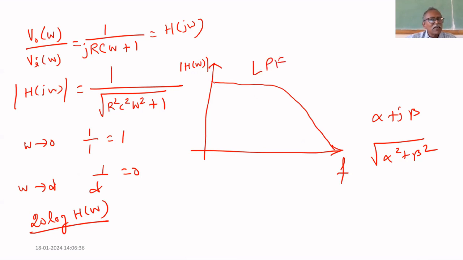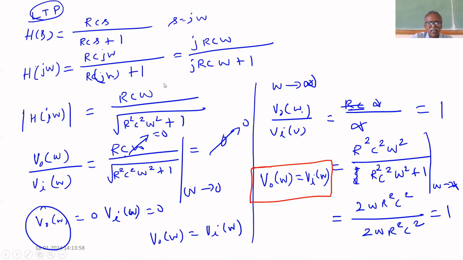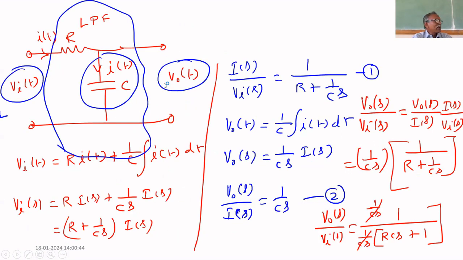Low pass filter, because it gives no amplification. Here it is passive, doesn't give any amplification. If you give 1 volt, what you get for a high pass filter when omega equals infinity, you got 1. Input voltage also 1, output also 1, no amplification. But at low frequency, high pass filter means it gives 0.